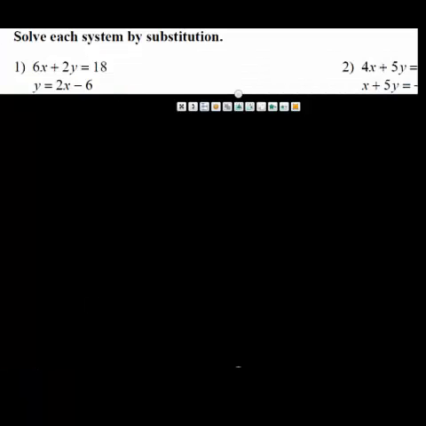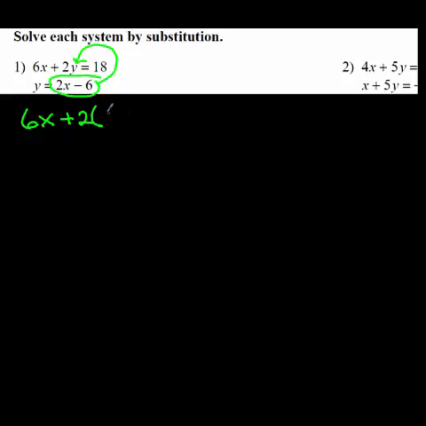All right, so when you're solving by substitution, what you are trying to figure out is how to get one letter isolated. In this case, I already have y equals. So you could take what y is equal to and plug that in place of y, and that would be your substitution strategy. Then you would get 6x plus 2 times (2x minus 6) equals 18, and you would solve that out and find out what x is.